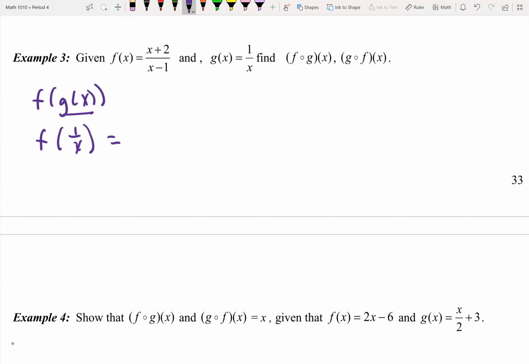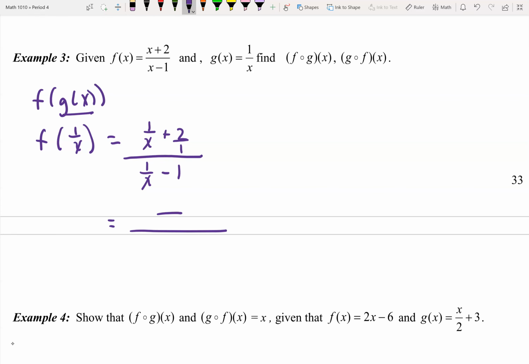Okay, so now I'm going to go into this f of x, and where I see an x, I'm going to put in 1 over x. So that's going to become a 1 over x, and that's going to become a 1 over x. Okay, so everybody go 1 over x plus 2. Big long line. Underneath 1 over x, and that is minus 1, like that. Now, on the top, I have to get a common denominator. This is 1 over x plus 2 over 1.